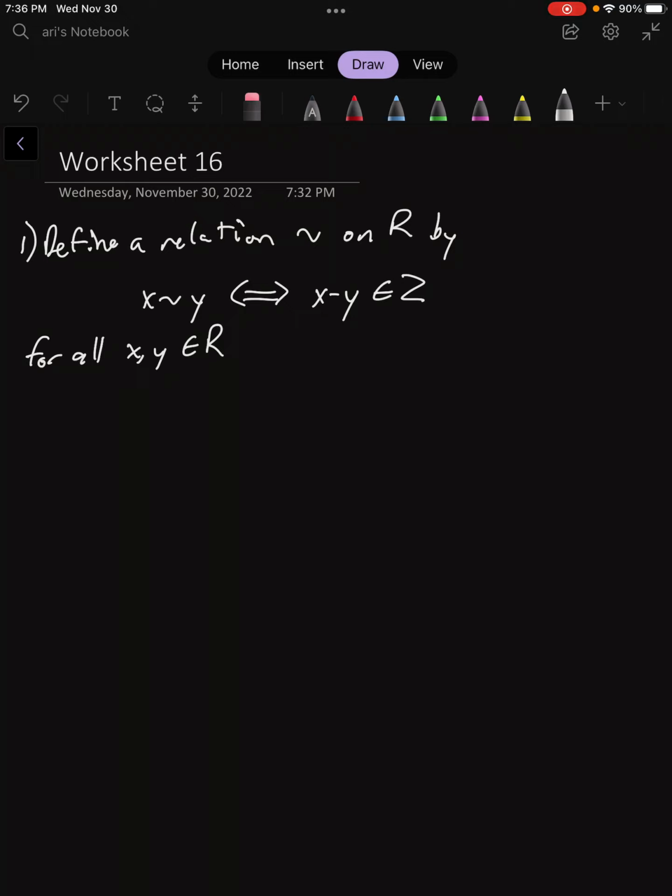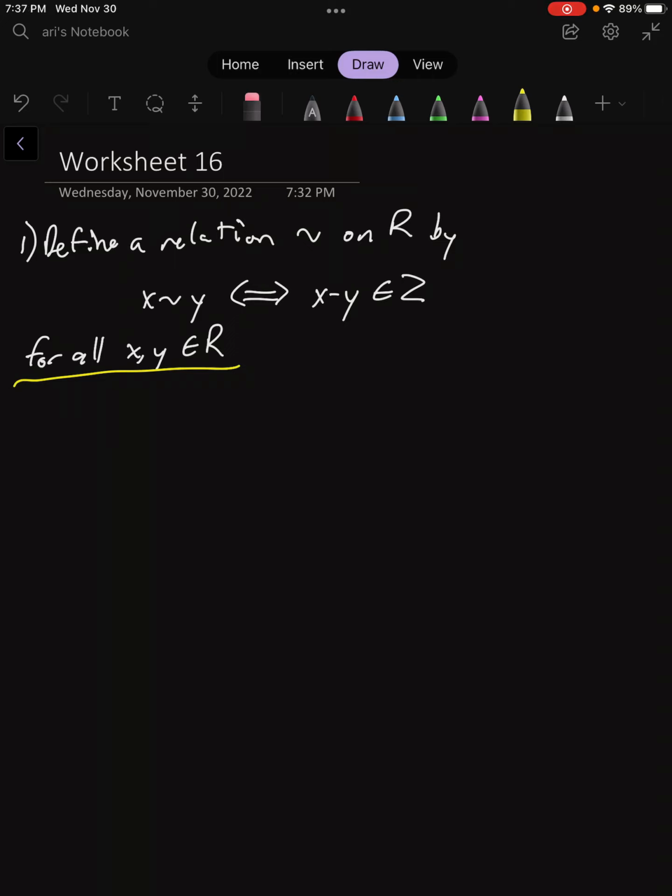Okay, so number one says that we wanted to find this relationship. I think this is called a tilde, or like, I call it an enye. I don't know, whatever. We wanted to find this relationship on R. Yeah, it is tilde. x tilde y if and only if x minus y is an integer. So x minus y is in the set of integers. That means that if x and y are both integers, then we're going to be good to go. But we say here that x and y could be any real numbers.